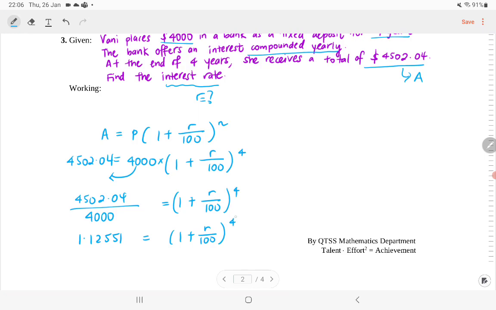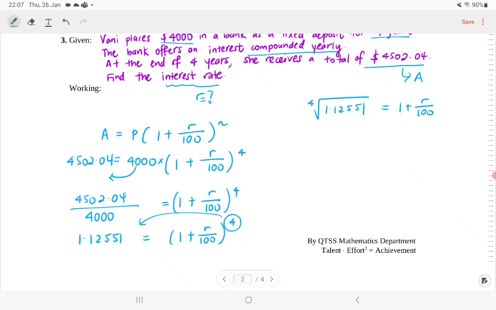Now I need to move my power 4 to this side. Remember, you got power 2, you move over, become square root. You got power 3, you move over, become cube root. So now I got power 4. We already learned fourth root in the previous subtopic. So if I bring over my power 4, it will become the fourth root of 1.12551. So in your calculator, how am I going to do fourth root?